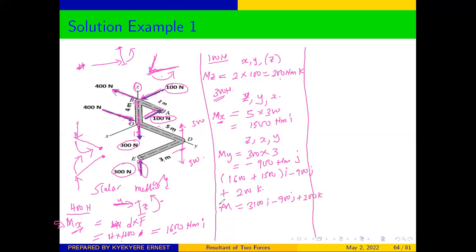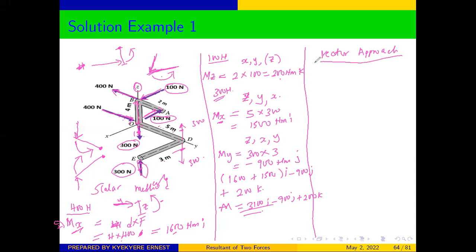And from here, we have been able to determine our resultant moment using the scalar approach. That is very simple. Let us try and see how we can also do the same thing for our vector approach, and let's see how to use the vector approach to get our resultant couple.